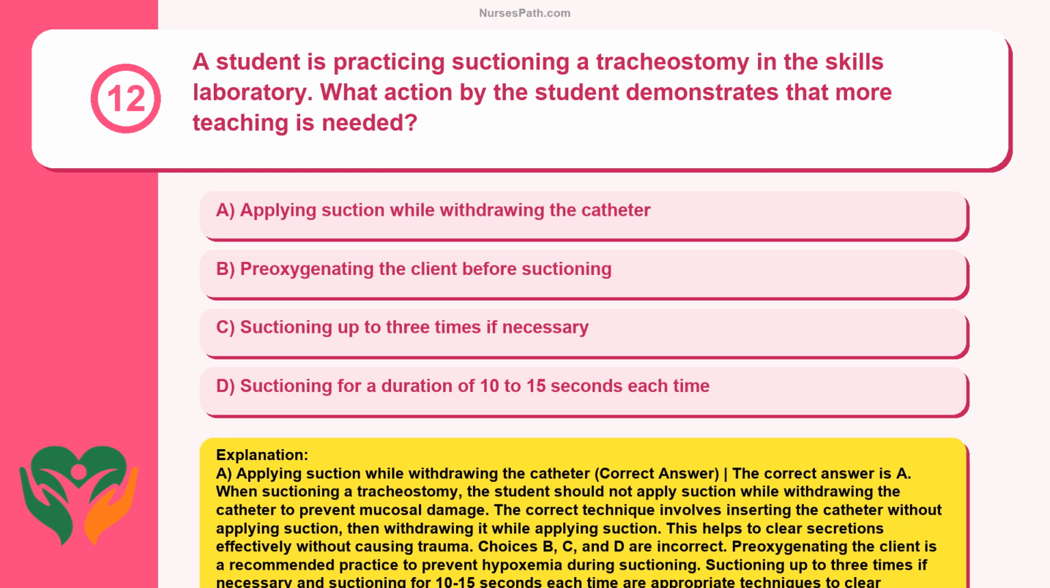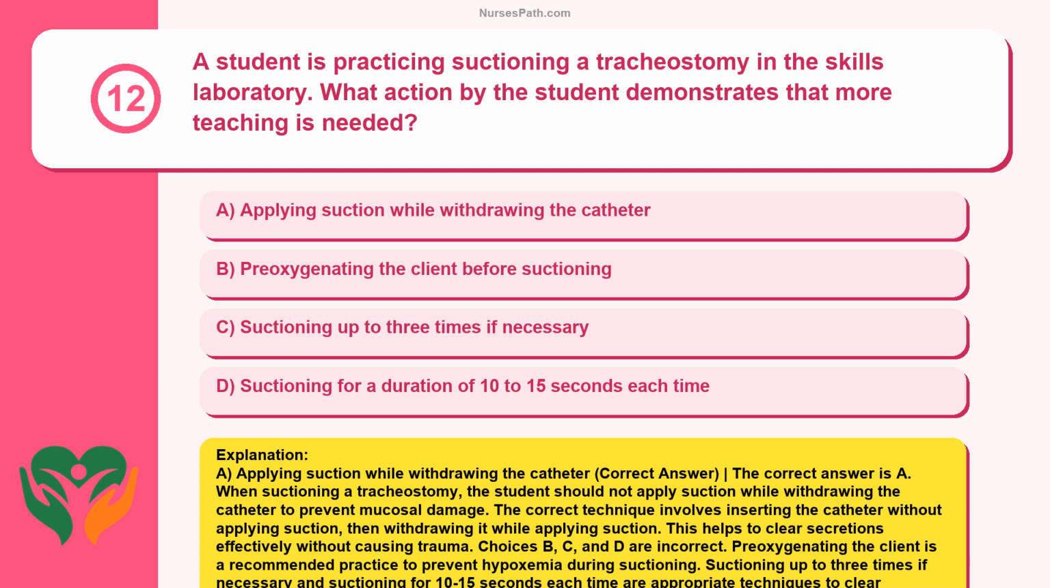A. Applying suction while withdrawing the catheter. Correct answer. The correct answer is A. When suctioning a tracheostomy, the student should not apply suction while withdrawing the catheter to prevent mucosal damage. The correct technique involves inserting the catheter without applying suction, then withdrawing it while applying suction. This helps to clear secretions effectively without causing trauma.